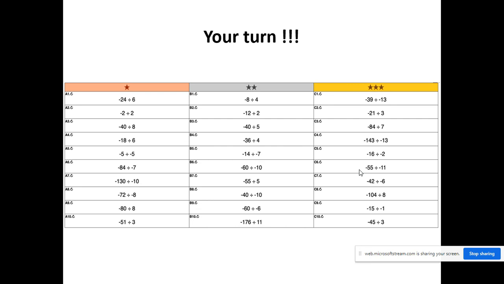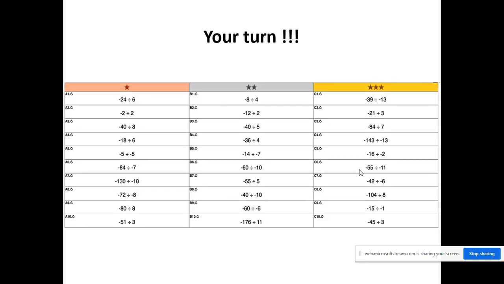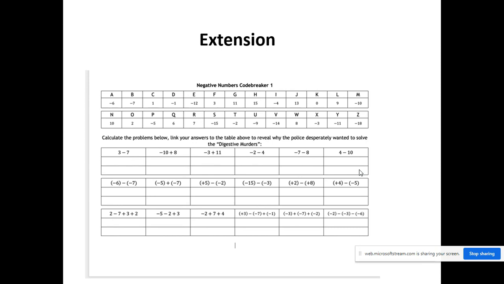What I would like you to do is pause the video now, and have a go at these questions. Start off with the red ones and the blue ones and the yellow ones, using the rules that you've learned. All right, you can pause the video, then please press play when you're ready to carry on. Okay, I'm going to give the answers later on. These are the extension.